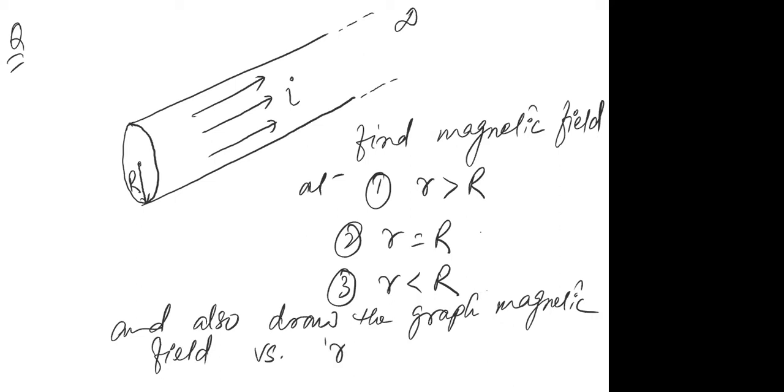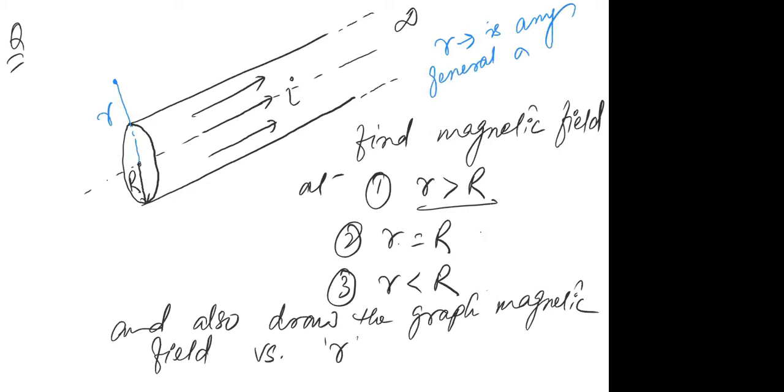versus small r. Now the question arises, sir, what is this r here? This r is a general distance from the center of the wire. If you take this as the center of the wire or axis of the wire, then this r is representing any general distance. For example, if small r is greater than capital R, this means that you are at a point whose distance is small r, and this distance is greater than that of capital R. So small r is any general distance from the axis or center, whatever you call the axis of the wire. It is a cylindrical wire, right?